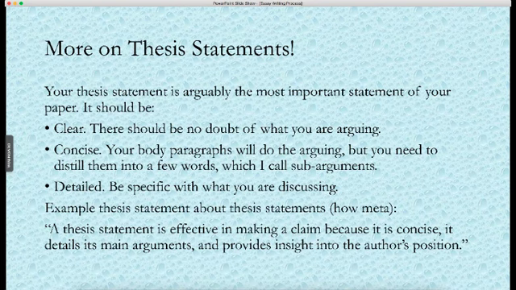And then also detailed. Be specific with what you're discussing and what you're arguing. It helps a lot with the writing process and with the editing process and with the overall readability and argument.